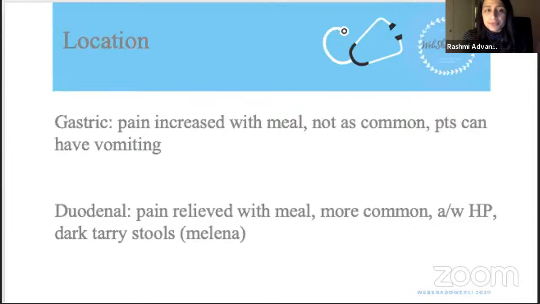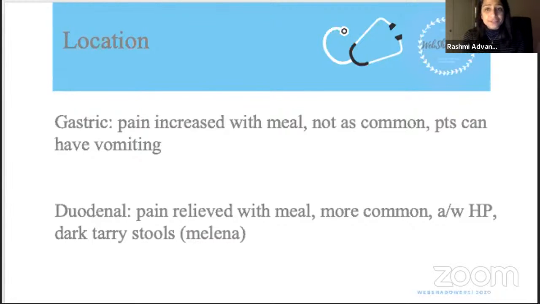Gastric ulcers usually manifest with pain that's increased with any meal. It's not as common, and patients usually have vomiting. And for duodenal ulcers, there's pain relieved with meals. It's more common. It's usually associated with H. pylori and usually manifests as dark tarry stools. So that's usually the two locations where you would find a peptic ulcer and the different reasons.